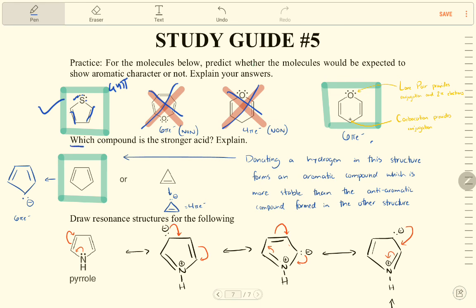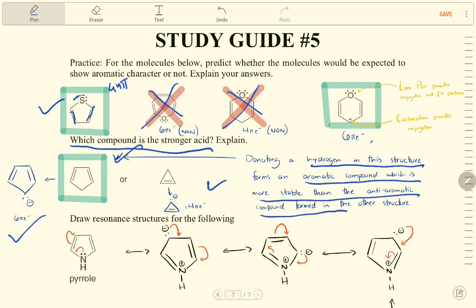Now which compound is the stronger acid, and explain. This is 6 pi electrons, this is 4 pi electrons. So donating a hydrogen in this structure, specifically this structure, forms an aromatic compound, which is more stable than the anti-aromatic compound formed in the other structure.